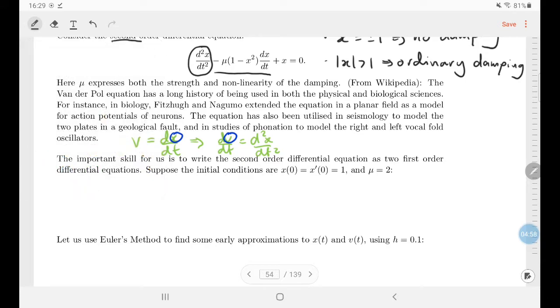So the first one is probably the easiest. dx/dt is equal to v. That's no problem. And for the initial condition, we're going to suppose that x of 0 is equal to 1. That one's interesting because initially there'll be no damping. So it'd be cool here actually to plot the damping as well.